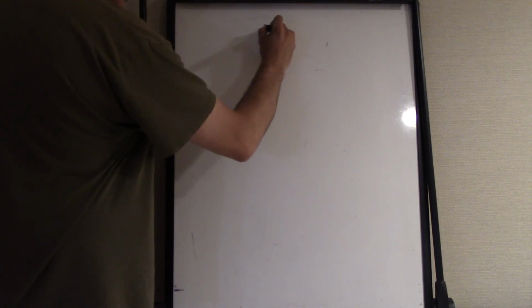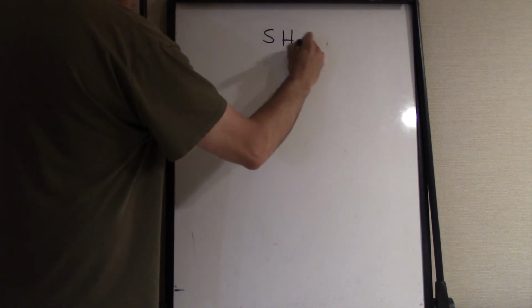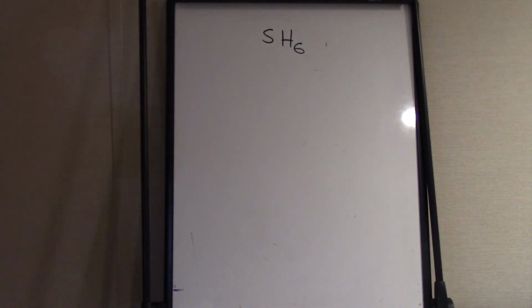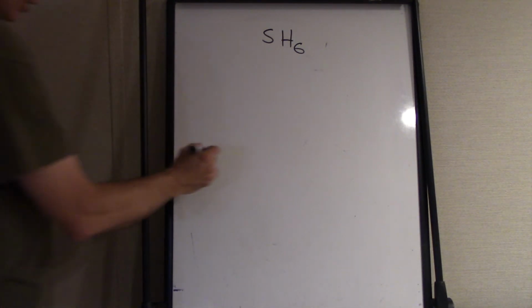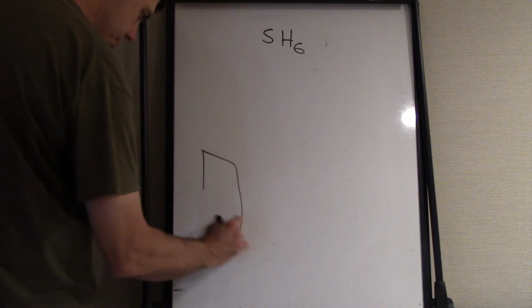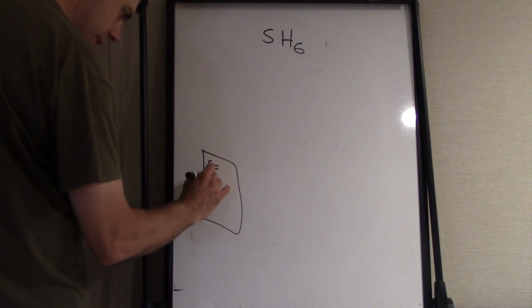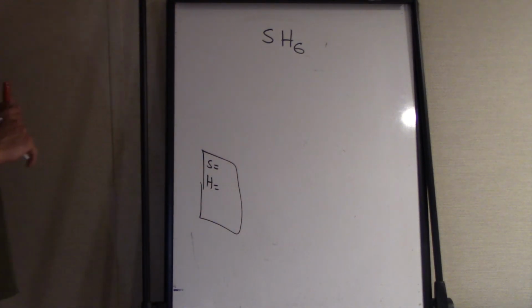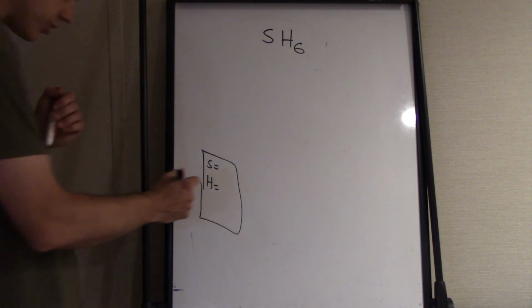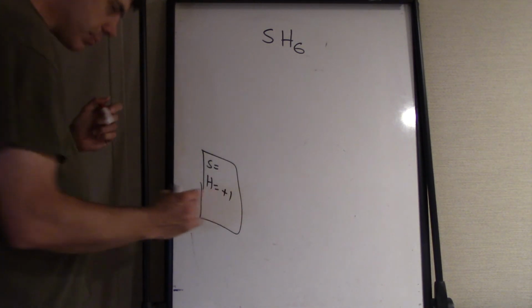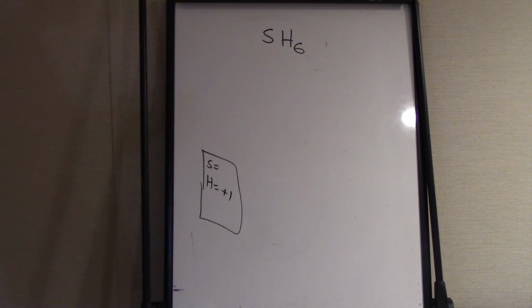If we look at something like SH6, sulfur hexahydride. Well, I want to figure out what the oxidation number of the sulfur is, and what the oxidation number of the hydrogen is. Well, how am I going to do that? Well, I'm going to use what hydrogen usually is. Hydrogen is usually +1 in compounds. Sulfur is definitely not a metal, so it's not going to be the exception. So I'm going to use this fact that hydrogen is +1 to figure out what's happening with the sulfur.